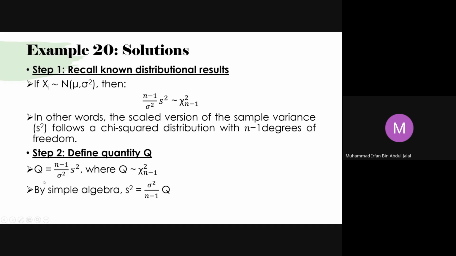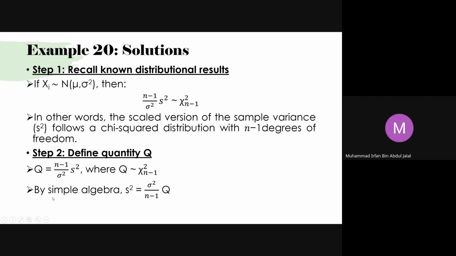Kita solvekan the equation. So we just say that n minus 1 divided by sigma squared times sample variance here equals Q. You can use anything that you want, Q ke J ke whatever here. So Q, the whole quantity here, is represented as a chi-square distribution. So kalau this one is distributed chi-square, then the left hand side pun for sure is distributed by chi-square.